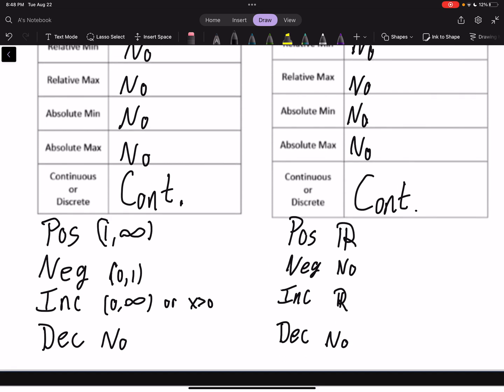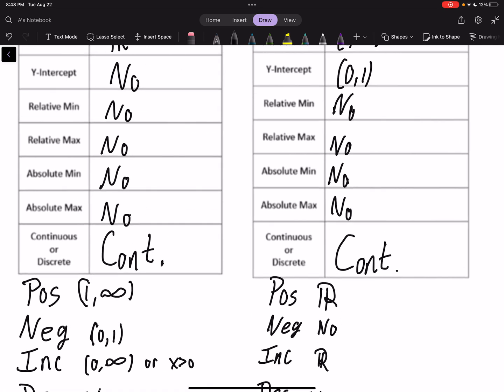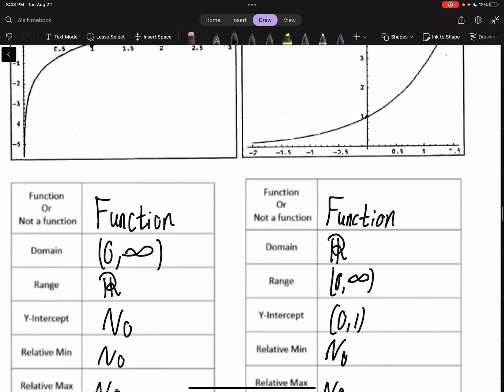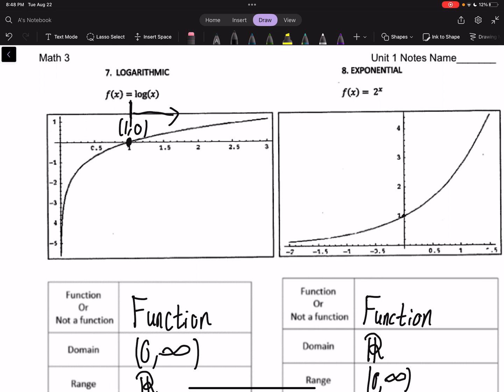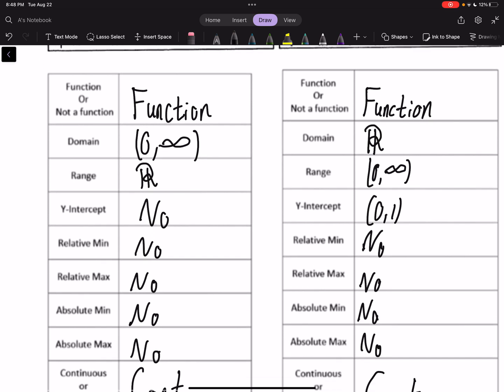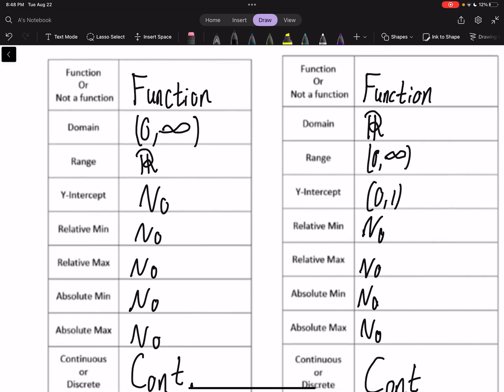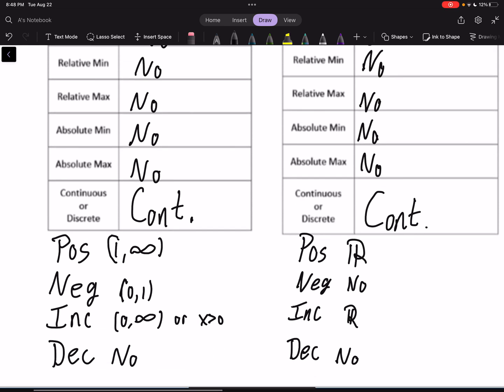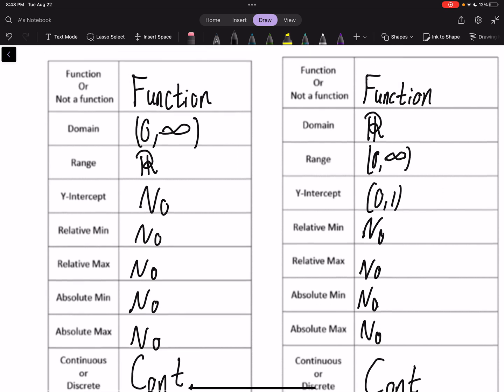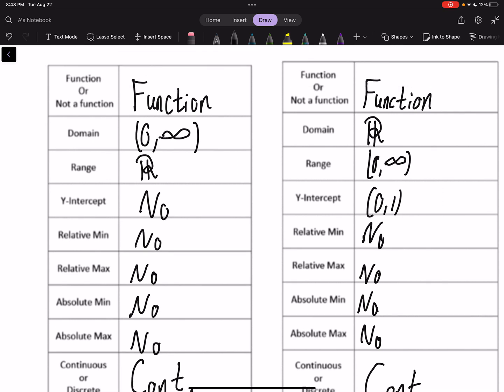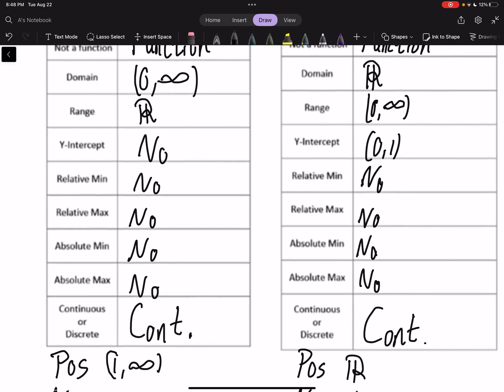Alright, that's all I got for you today. I hope this made sense. Make sure if I ever ask you for the key features, or you are asked for the key features, that you know how to say all of these. There's 12 of them. 13 if you count function. I kind of don't. But anyway.